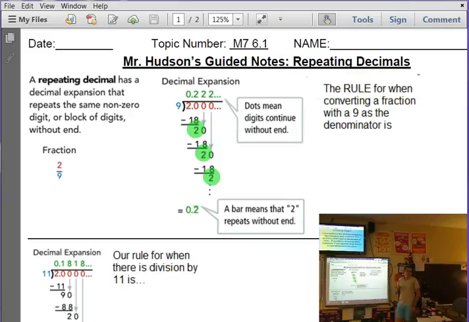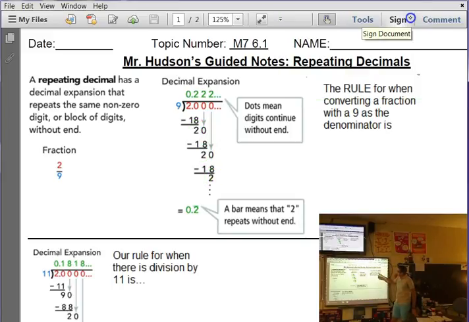The biggest thing about the dot, dot, dot versus the repeating bar is that whatever's under the bar repeats that pattern. The dot, dot, dot isn't very specific about what is repeating. So I encourage you to use the bar.